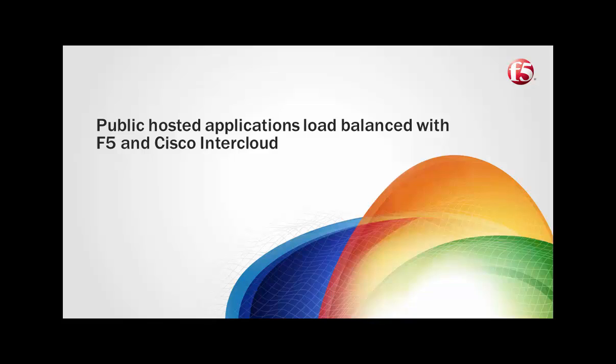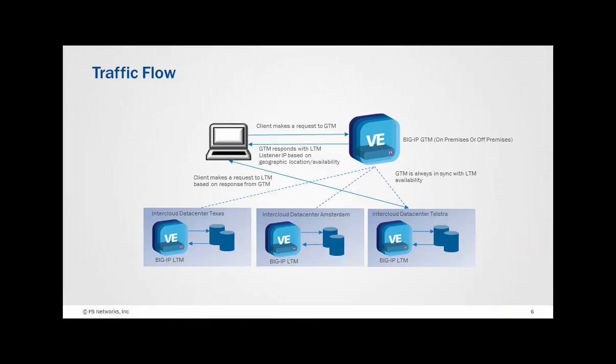In this demo, we are going to talk about how to host a public application in Cisco Intercloud and then load balance that application using F5 Local Traffic Manager and DNS modules. Before we go into the demo, let's see the traffic flow of what the demo is going to achieve.